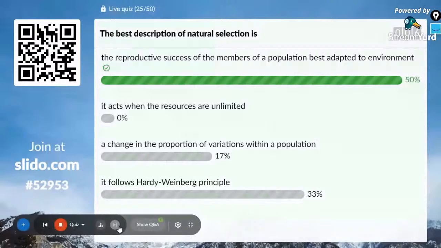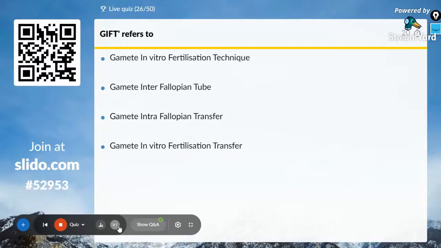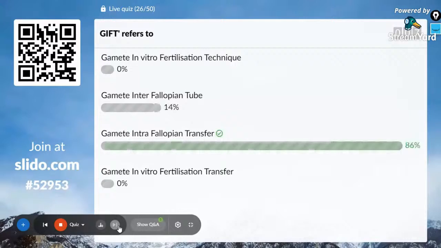Next question on the screen. Very easy question. This is a NEET level question, 2014 NEET previous year question. GIFT refers to gamete in vitro fertilization technique, gamete intrafallopian tube, gamete intrafallopian transfer, gametes in vitro fertilization transfer. Yes, gamete intrafallopian transfer is the correct answer for the question.